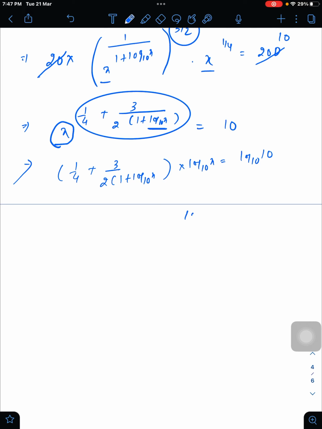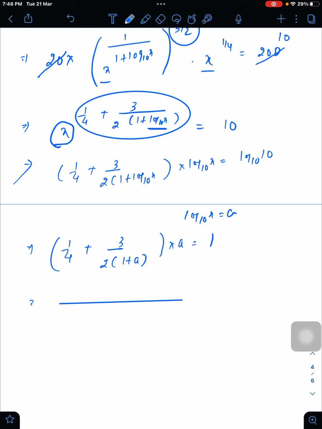Okay, now I'm taking log 10 base x as a, beta. So what is the question going to be? 1 by 4 plus 3 by 2, 1 plus a into a is equal to what? 1. So what you are observing here, this is going to be a quadratic, I guess. So let me do it for you. The LCM is going to be 4, 1 plus a.